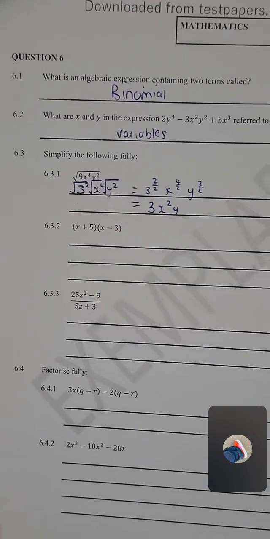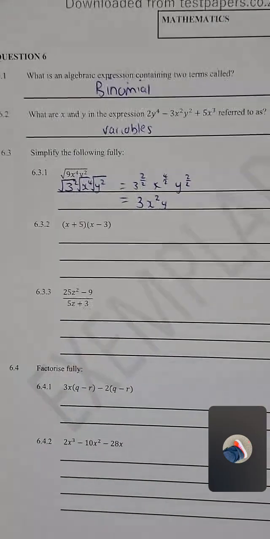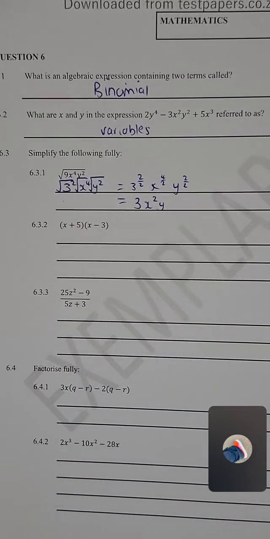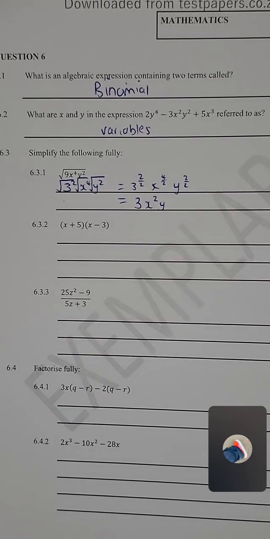I think you're on top of your game. X plus 5 into x minus 3. Want to expand that for me? Simplify the following. Okay, let me calculate it.